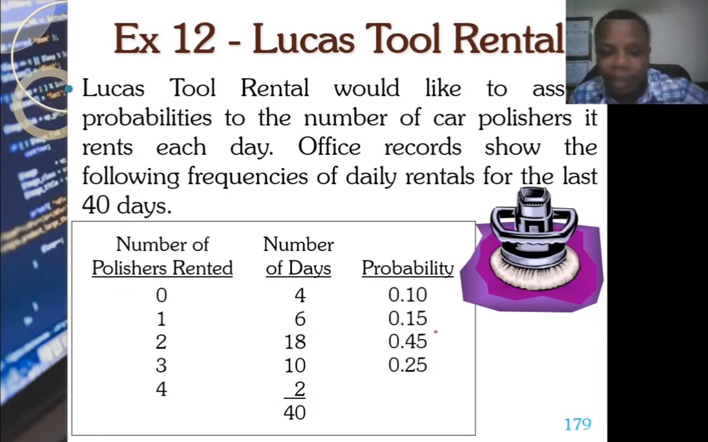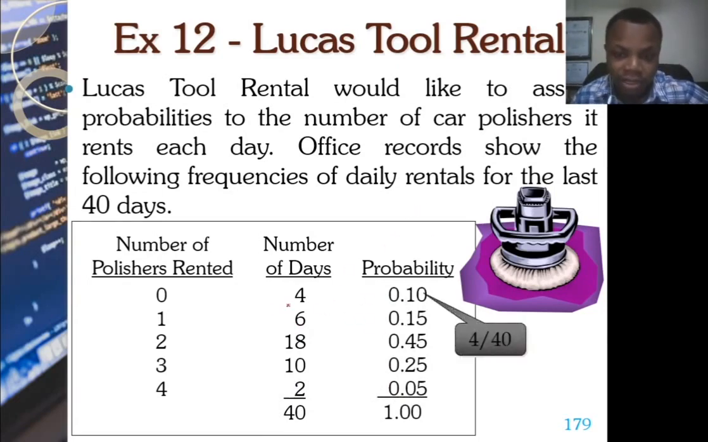Now you remember from probability that anytime we like to estimate the relative frequency, all that we do is pick the number of days, then divide by the total number of days. So remember, for the first 4 days, they rented 0. So if we are to find the probability, this will be 4 divided by 40. That is 4 on 40.